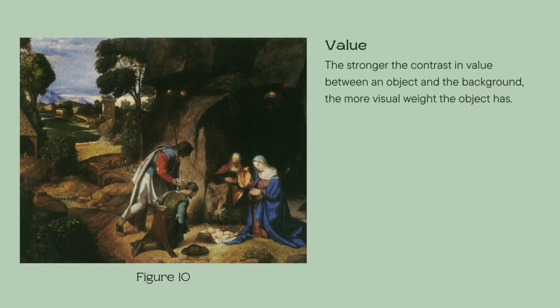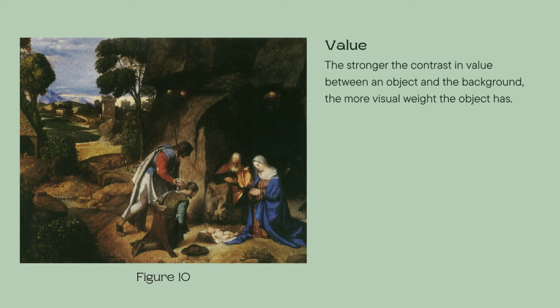And then there's value. The stronger the contrast in value between an object and the background, the more visual weight the object has. So black against white has more weight than gray against white. So dark values are heavier than light values. A dark red seems heavier than a light red.